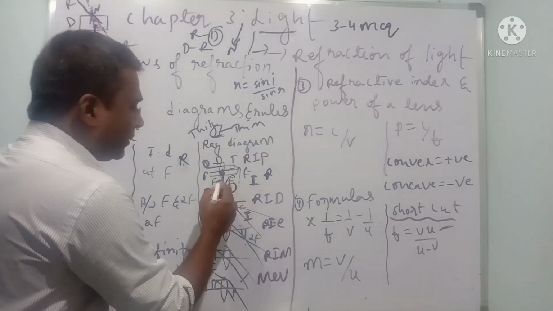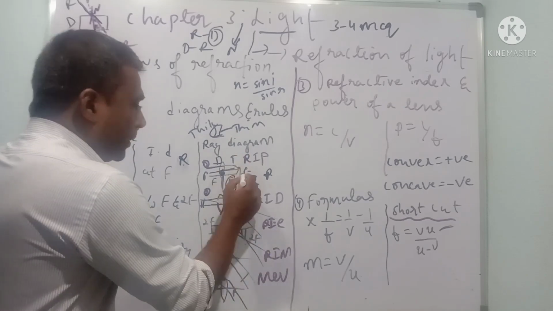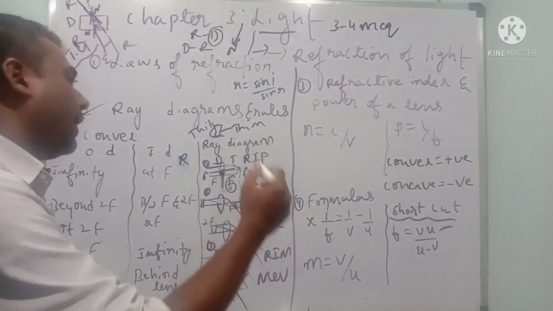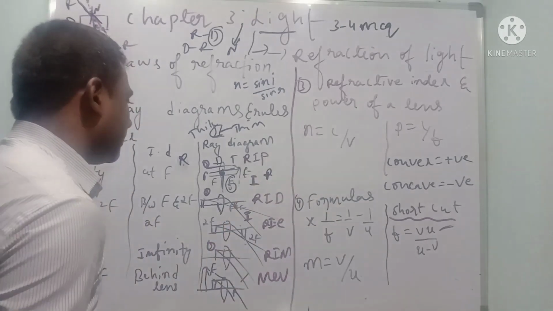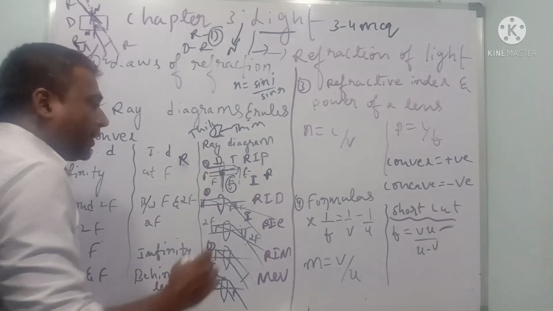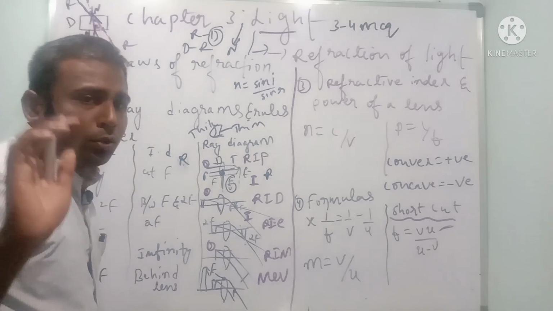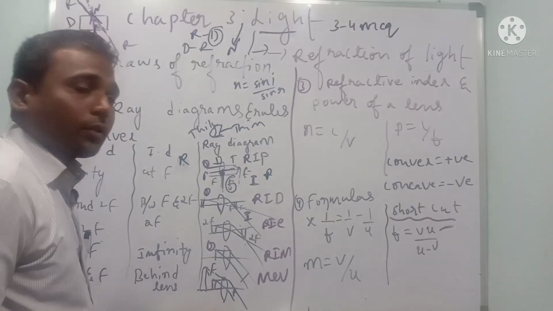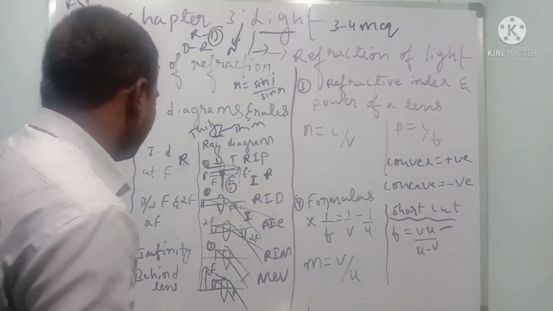Focal length means the distance between the optical center and the principal focus. Principal focus means the light rays which fall will meet at one point, the principal focus. Now this is the first rule. Second one, a ray should pass through the optical center. These two rules are very, very important. Now let us understand all the diagrams by using these two rules.